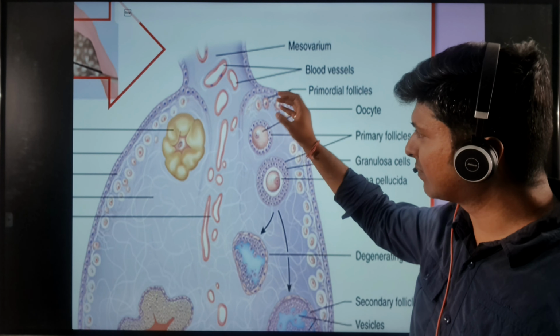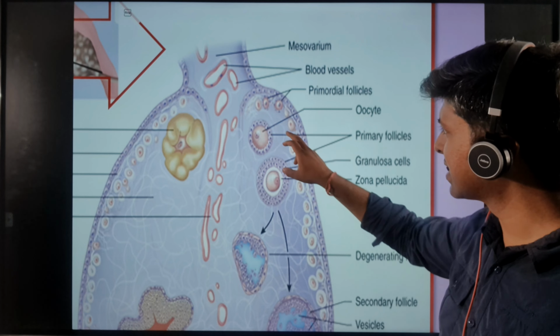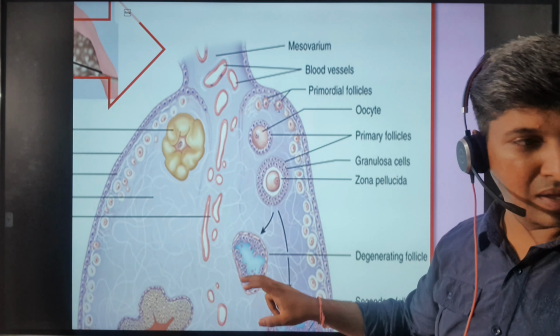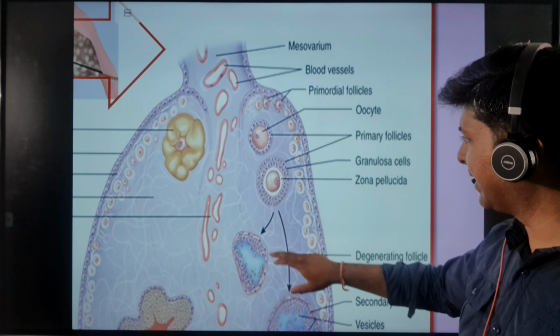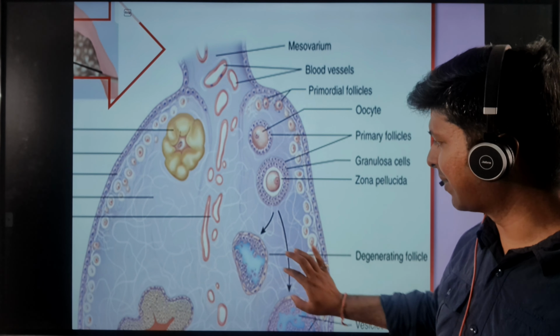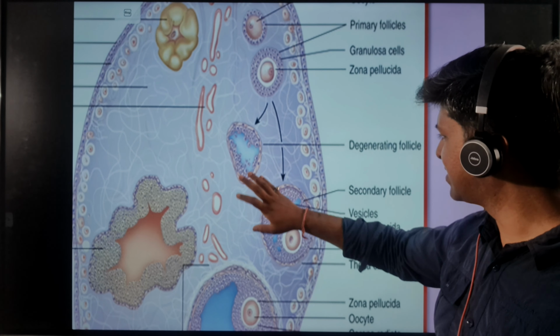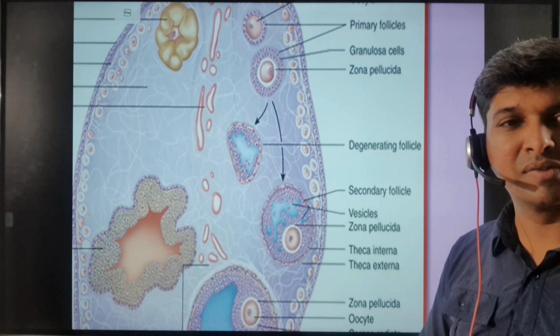These primordial follicles will start maturing into primary follicles. They form the oocyte inside. There will be a layer of granulosa cells, a transparent layer of zona pellucida, and then these will mature into something called a secondary follicle. Then this will convert into a Graafian follicle.